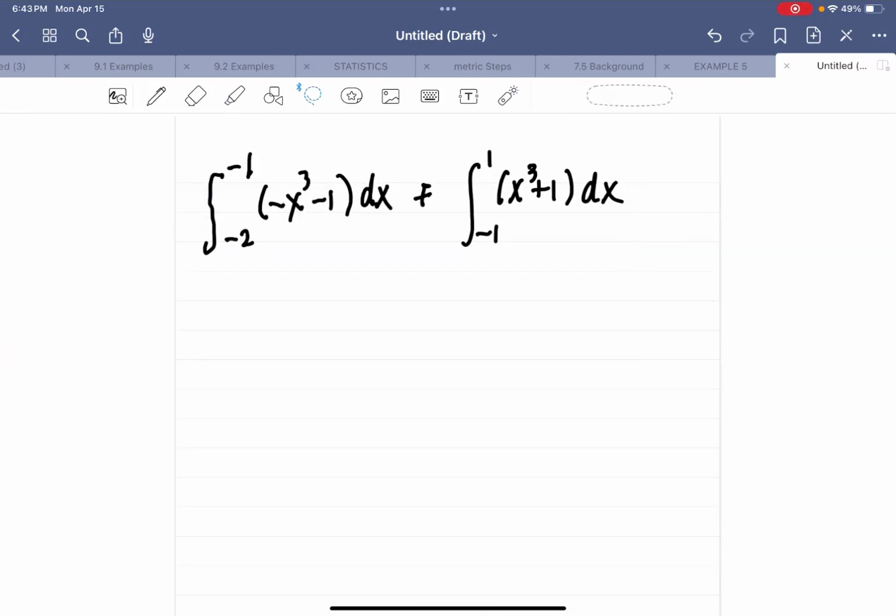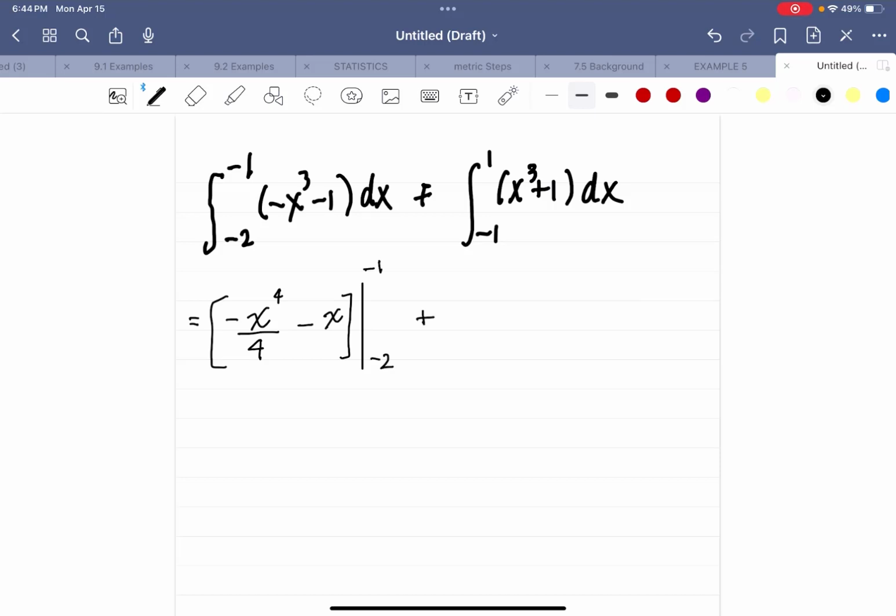Okay, so we're going to integrate now. So this is going to be -x to the 4th over 4. So we're going to add 1 divided by it. Minus x. This whole thing is evaluated from -2 to -1, plus x to the 4th over 4 plus x. And this time, this is evaluated from -1 to 1.